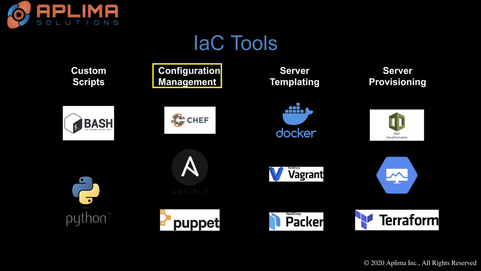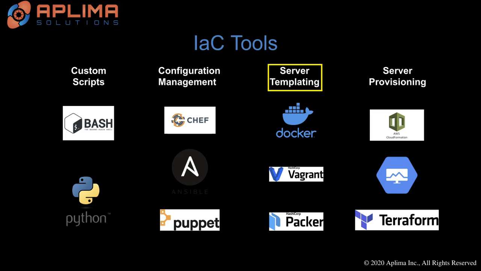The second category is configuration management tools. Puppet, Ansible, Chef are some of the examples of configuration management tools. Now, these tools are useful for installing and managing application software on existing servers. The underlying requirement is that you need to have a server up and running to be able to use these tools.